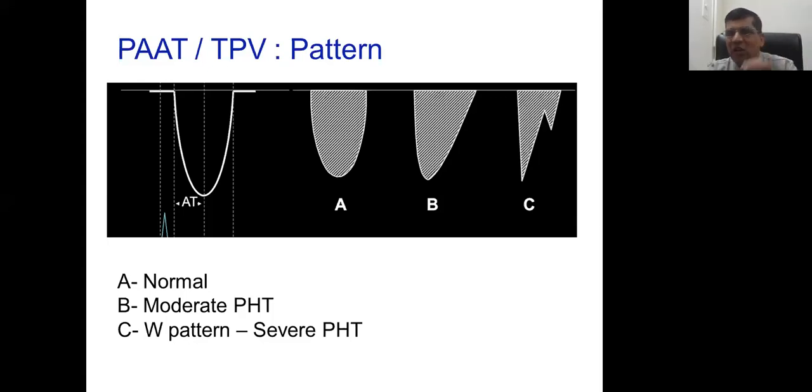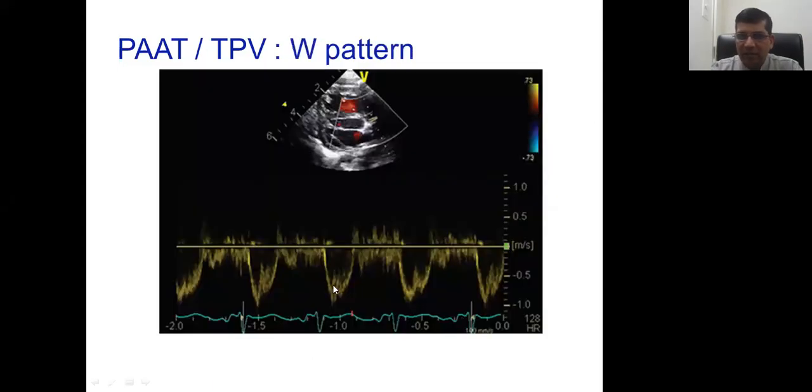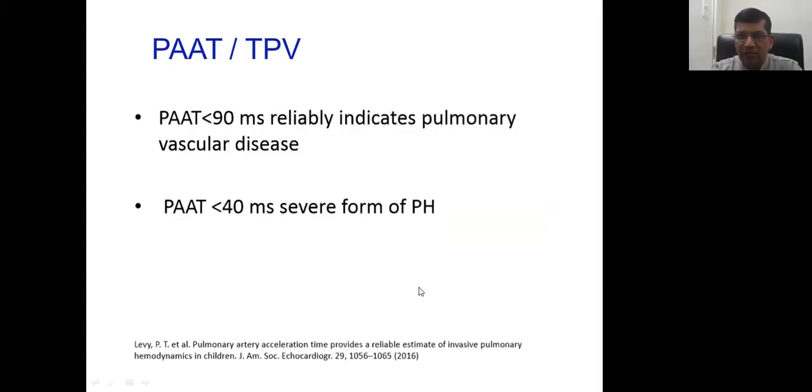That's called PAT, or time to peak velocity. PAT means pulmonary artery acceleration time, TPV means time to peak velocity. That is one method. This is an example of normal. This is an example of a triangle, moderate pulmonary hypertension. This is an example of a W pattern, which is what we are talking about as severe pulmonary hypertension. That's again a W pattern, severe pulmonary hypertension. When your PAT is less than 90, it is moderate pulmonary hypertension. When the PAT is less than 40, that's what we calculate as the time, that is what we say is severe pulmonary hypertension.